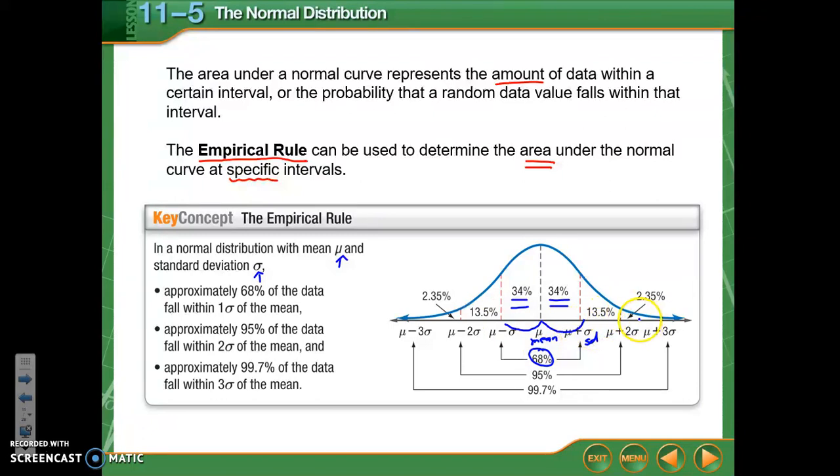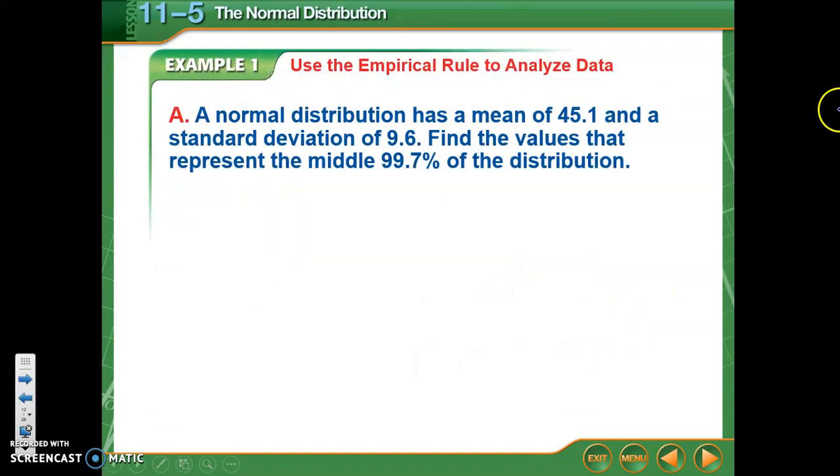And you can see the other numbers after that. 13.5% is between 1 and 2 standard deviations above the mean. So this is 1 standard deviation, this is 2. And 13.5% is between 1 and 2 standard deviations below the mean. So altogether, 95% of my data is going to fall within 2 standard deviations below or above the mean, and so on. Let's take a look at what this would look like in an example.